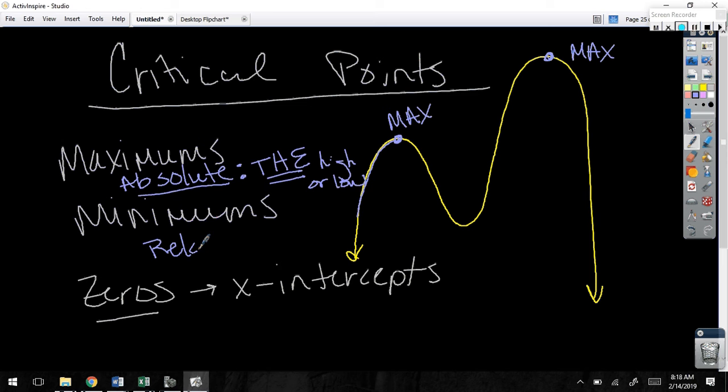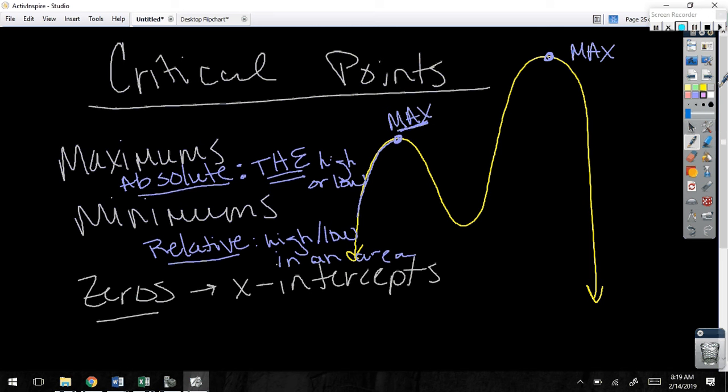Whereas relative, it's a turning point. It changes direction, but there's a point that may be higher somewhere. So relative is a high or low in an area of the graph. Sometimes they're called local max or min, because locally, right around where it is, it's a high point. But if you look at the graph as a whole, it's not the highest or lowest.